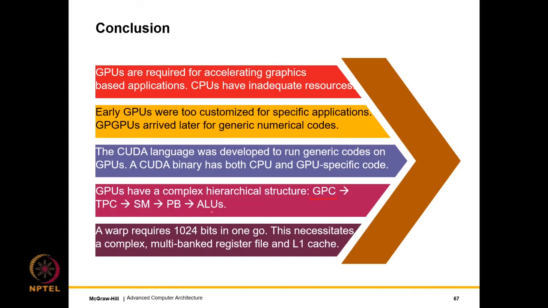So here we have a GPC, then a TPC, SMPB, and a bunch of variables. A warp requires 1024 bits in one go. This necessitates a complex and a multi-bank register file and a complex multi-bank L1 cache as well. So we will discuss in the next chapter on caches a lot more about the way that these caches are designed, because what you would have realized by this time, meaning that we have completed the first part of the book, where we have discussed out-of-order pipelines and GPUs, is that it is possible to embed a sea of computational units and increase the IPC for some codes, not for all.